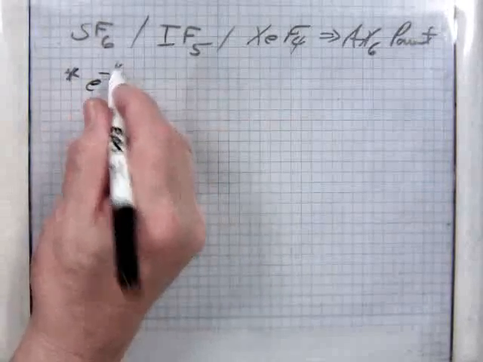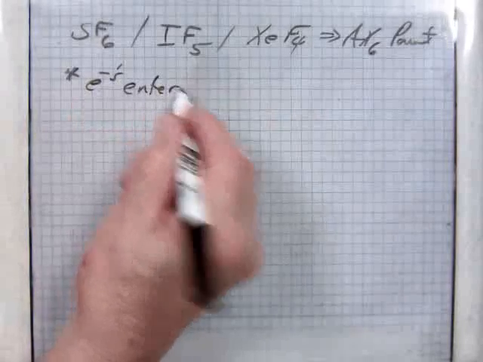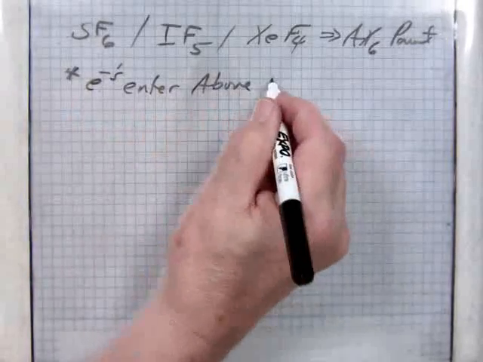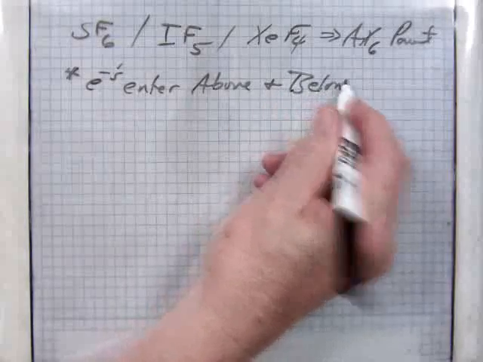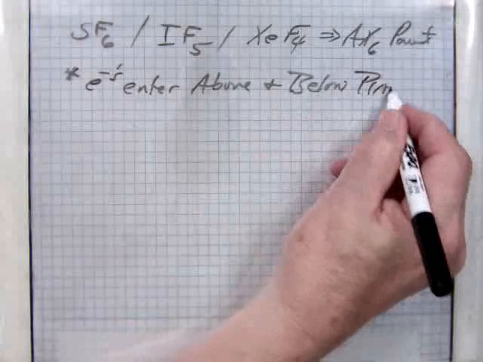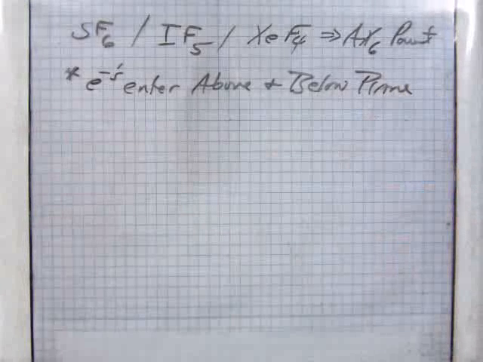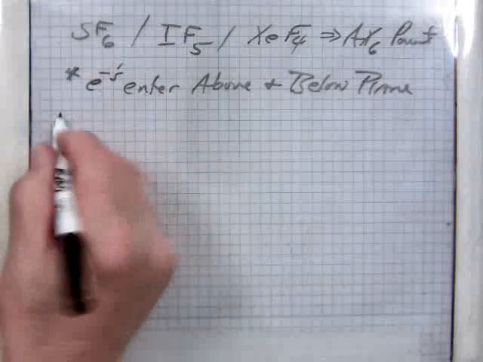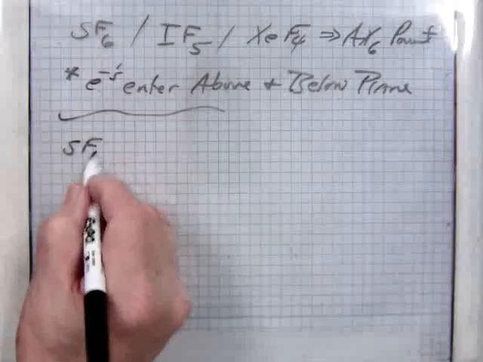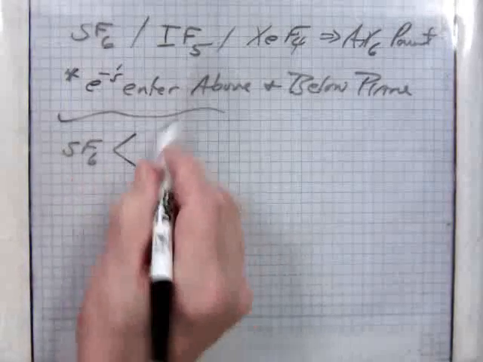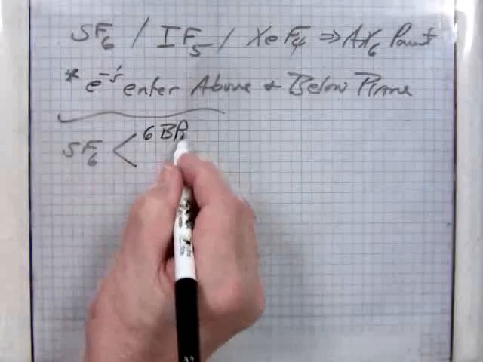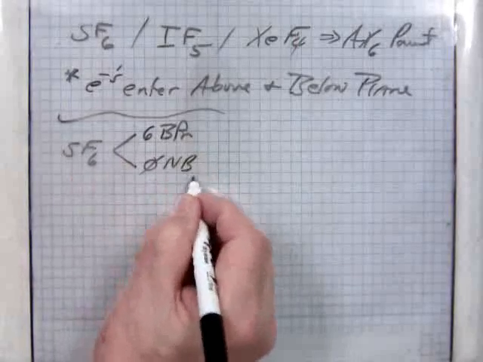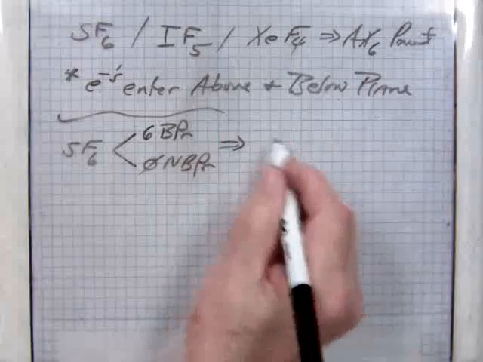And you remember electrons enter above and below the plane when you're putting the electron pairs in, the non-bonded pairs in, whereas they first went into the triangle in the trigonal bipyramid. So let's do SF6, which has 6 bonded pairs and 0 non-bonded pairs, and ultimately that's 6 hybrids needed.